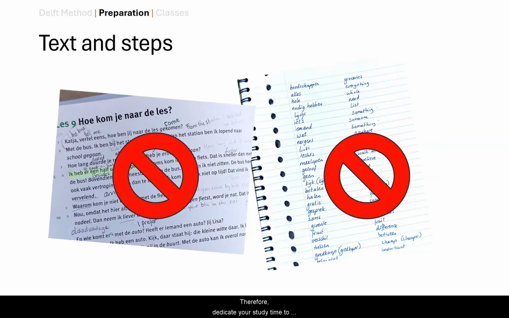Therefore, dedicate your study time to these steps and avoid other learning activities such as making word lists, copying the entire text by hand, writing definitions in the book, and learning the text by heart. True, some of these may be relatively useful, but others can be counterproductive, and you can better spend your time practicing speaking.